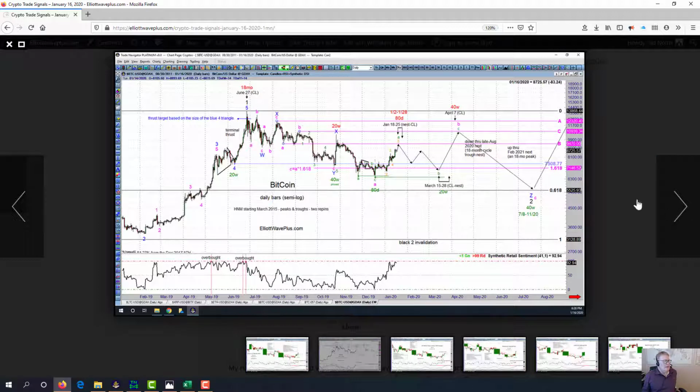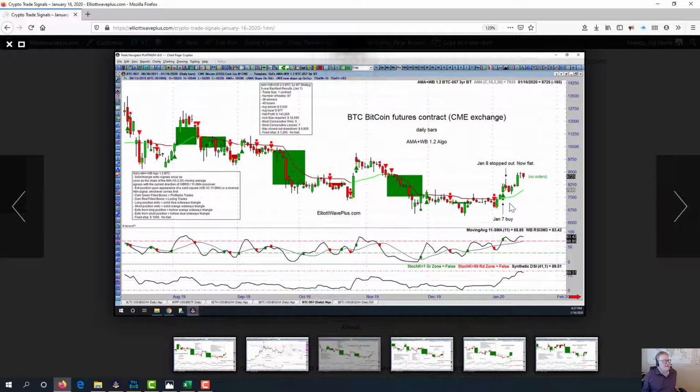So many times subscribers can look at my Elliott wave and Fibonacci price targets and everything and decide, maybe I like this buy signal here well enough to stick with this trade and use a little larger stop with it, for instance.